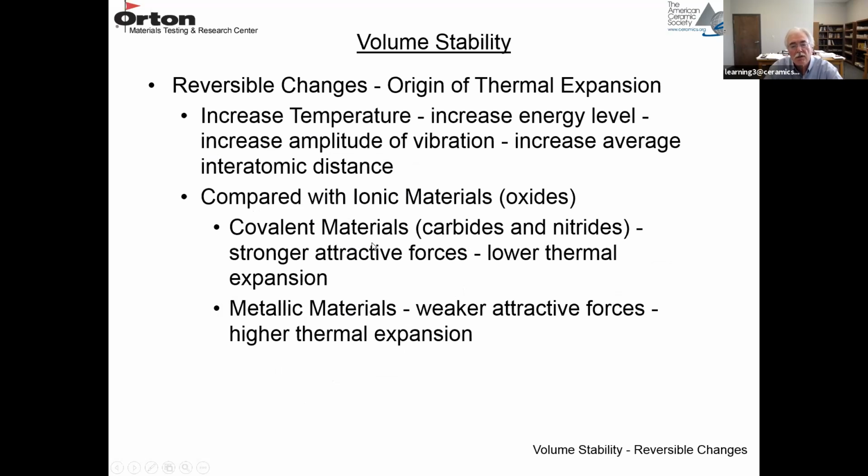So if we take an oxide, which is an ionic material, and compare other materials to oxides, if we look at covalent materials, which are stronger materials than oxides, that would be the carbides, silicon carbide and silicon nitride. They have stronger attractive forces. They have lower thermal expansion. The potential energy well is more symmetrical than for the oxides. Metallic materials, they have weaker attractive forces, so they have higher thermal expansion and a more asymmetric potential energy well.